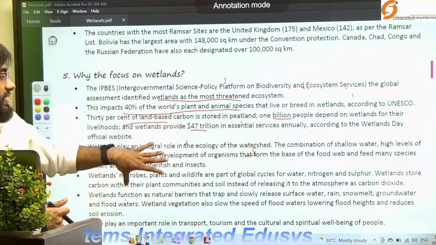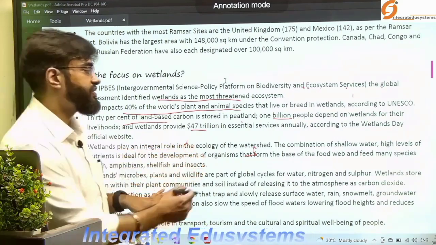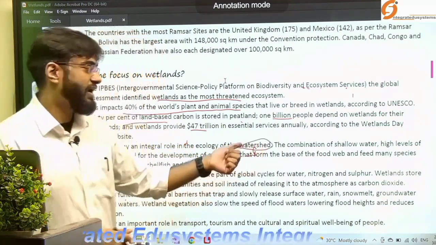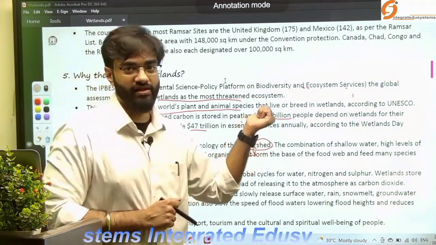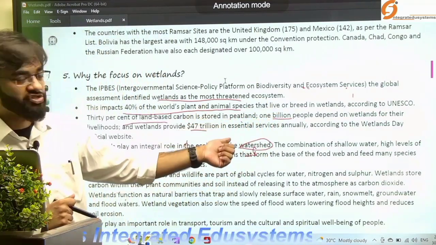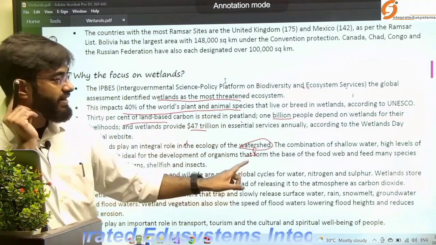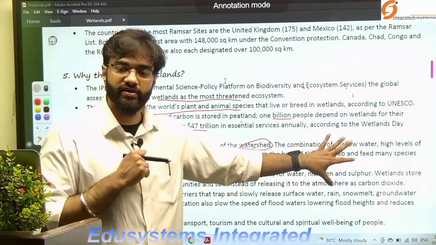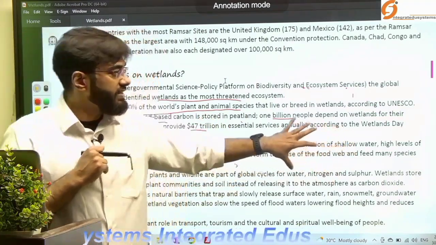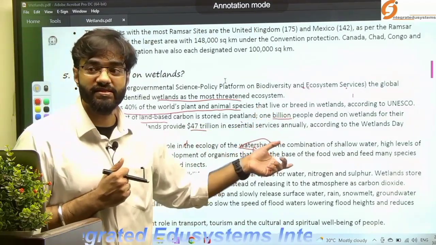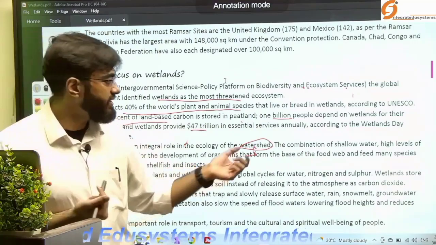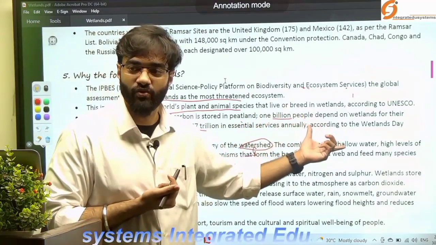Then they play an integral role in the ecology of the watershed. Now, watershed, again, is beyond the scope of this topic. This is in geomorphology, which needs to be discussed separately. But whenever these geographical or environmental terms come up, an image from geography should strike your mind, what exactly a watershed is.